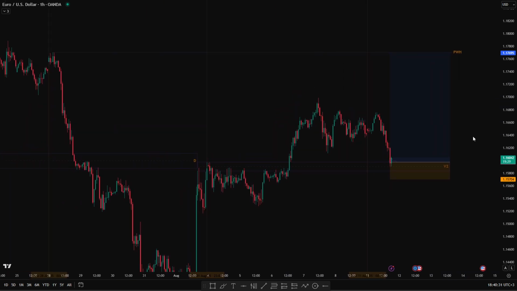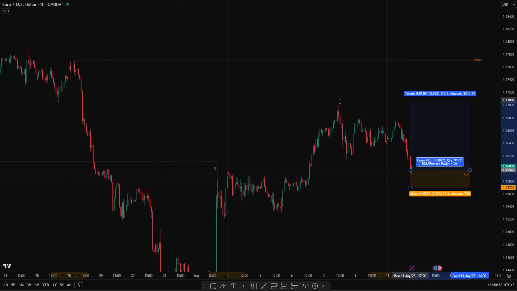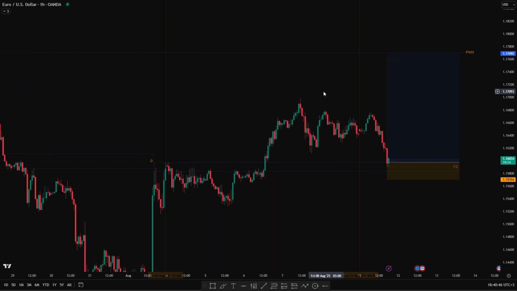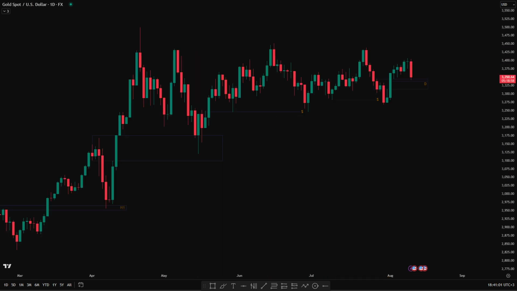It's double my usual risk to reward, and just for this high I can collect 3.7 Rs. So that's really amazing in terms of risk to reward. So this is the setup that I'm eyeing on EU.